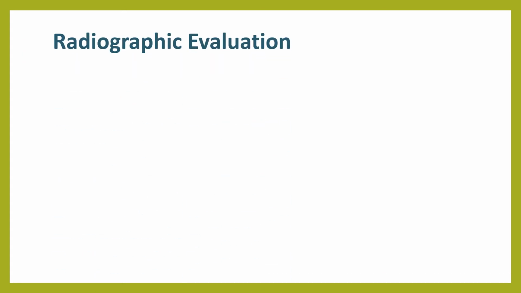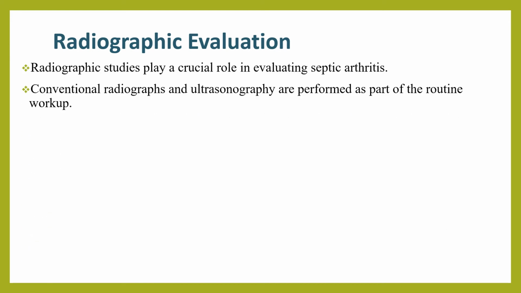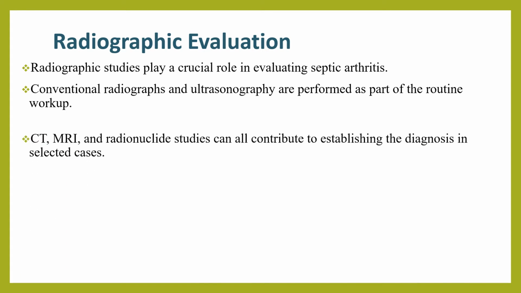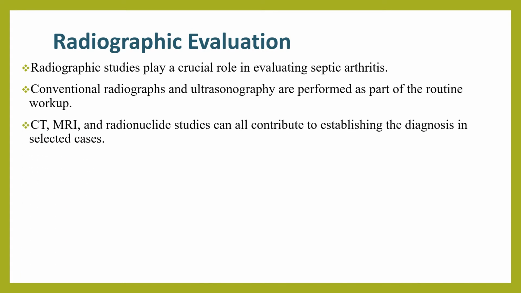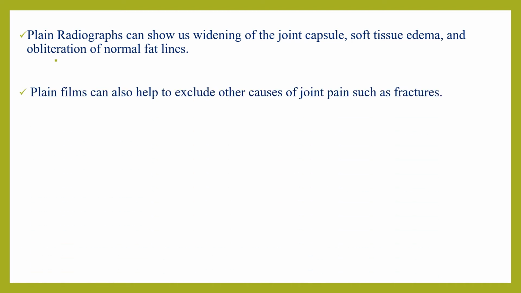The other thing is radiographic evaluation. Radiographic studies play a crucial role in evaluating septic arthritis. Conventional radiographs and ultrasonography are performed as a part of the routine workup, whereas CT, MRI and other radionuclide studies are indicated if needed. Plain radiographs can show us widening of the joint capsule, soft tissue edema, and obliteration of normal fat lines. Plain films can also help to exclude other causes of joint pain such as fractures.